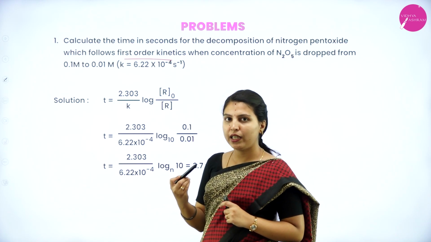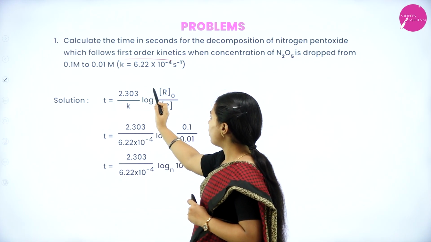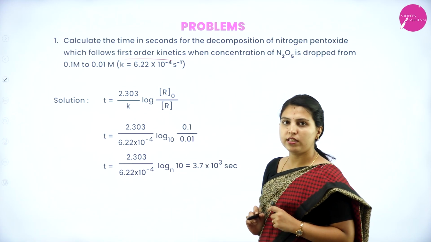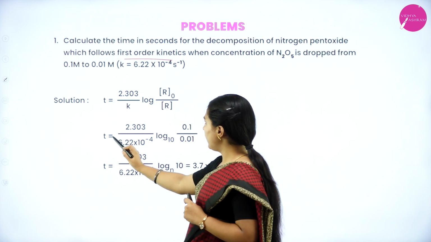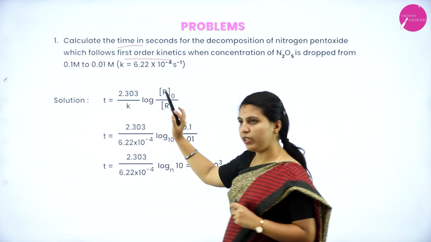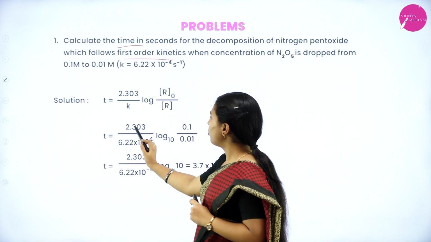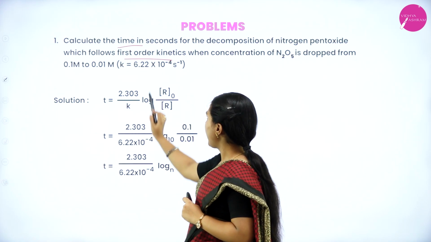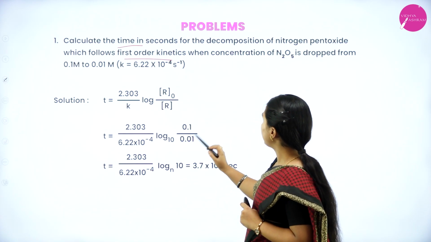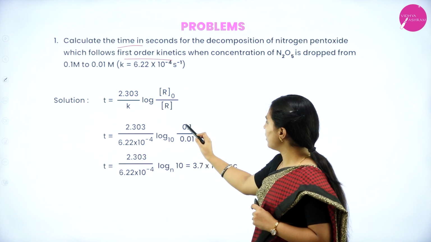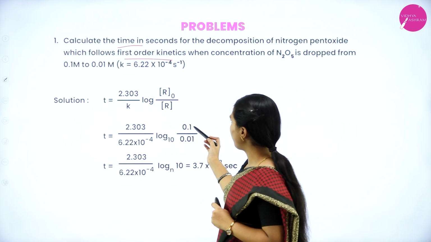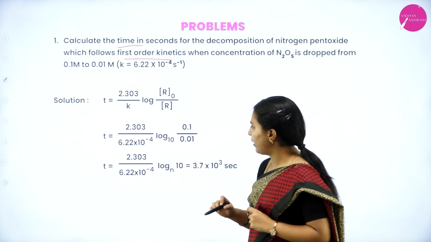So what is the equation? t equals 2.303 divided by K into log of initial concentration by concentration of reactant. We have to calculate t only. So t equals 2.303 by K, which is 6.22 into 10 to the power of minus 4, into log 10, 0.1 divided by 0.01, because it is dropping from initial concentration to final concentration.